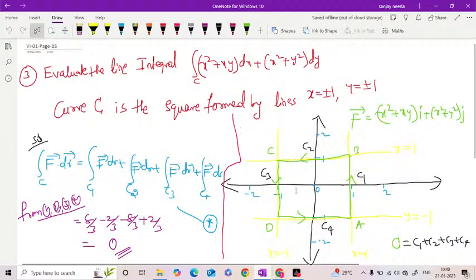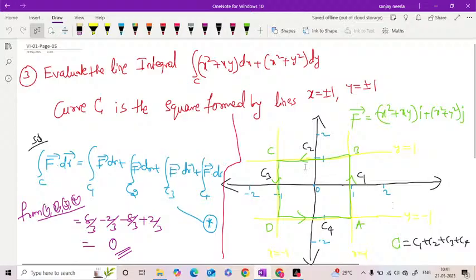So here, compared to the previous ones where we had only one path, this path we have to divide into 4 paths: C1, C2, C3, C4. So first of all, we have to solve the C1 path. That means in this one we have to assume x is equal to 1 and y values are from minus 1 to plus 1.